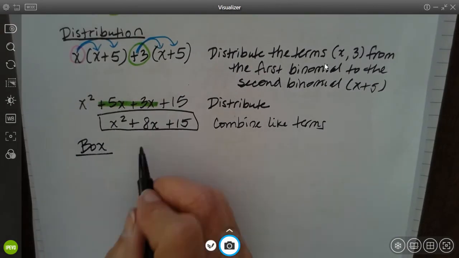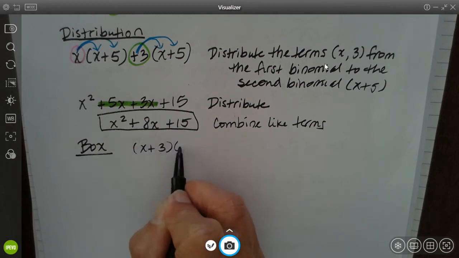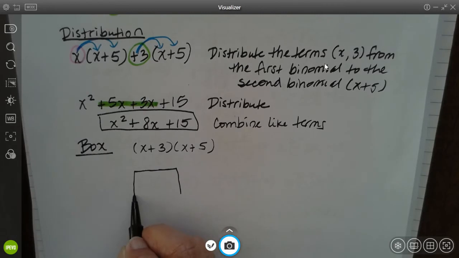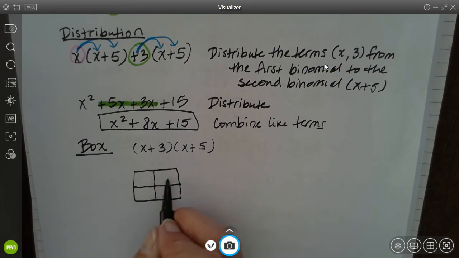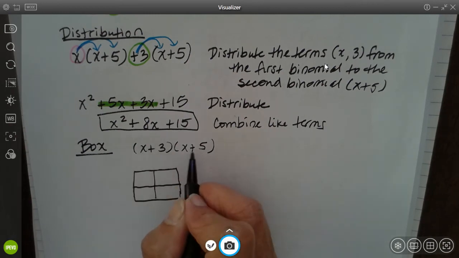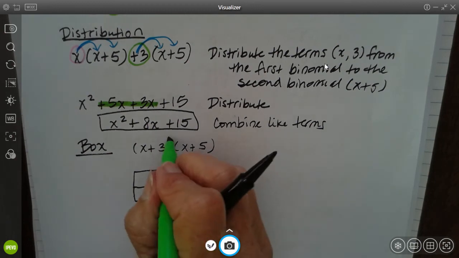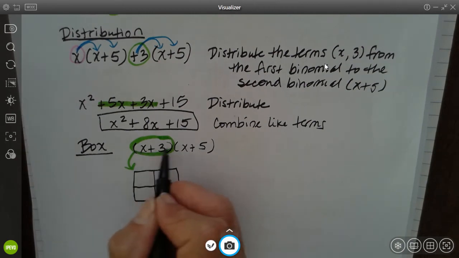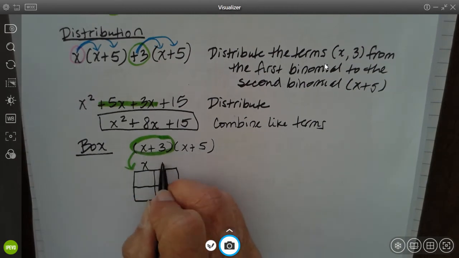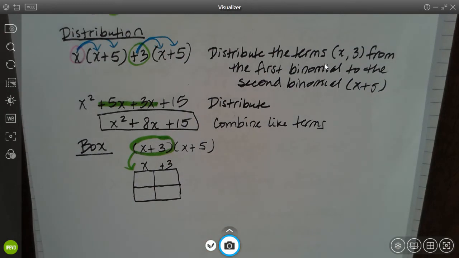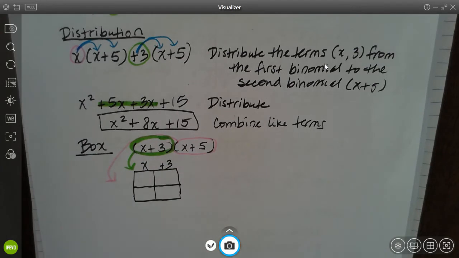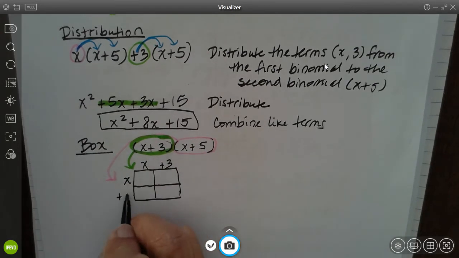Here's the box method. You still have x plus 3 times x plus 5, but now we're going to use a box. And this box is set up just like the multiplication tables we learned from 3rd grade. You have 4 boxes because there's 4 terms, x, 3, x, and 5. Now, to set up the box, you have to keep binomials intact. What I mean by that is that x plus 3 is in one parenthesis. So you place the x here and the positive 3 there. The second binomial is x plus 5. You have to keep those together. X goes on the first row, plus 5 goes on the second.